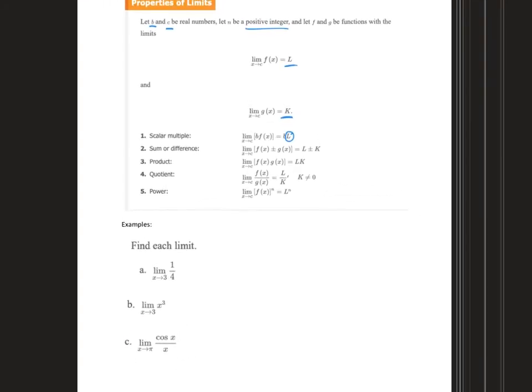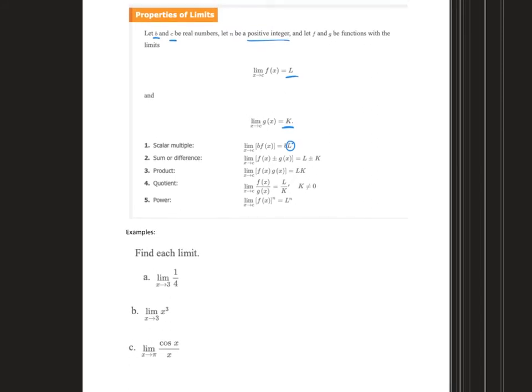It'll be helpful probably to see those, so I'll try to keep those on the screen as we do these examples. Part A says the limit of 1/4 as x approaches 3. This is an example of a constant function, so this limit is just 1/4. Remember, 1/4 is just a horizontal line, so no matter what the target x value is that I'm approaching, my y value is still 1/4. Part B says the limit of x to the third as x approaches 3. For this one, I can just use direct substitution. I can plug in that 3, and my answer will be 3 to the third, which is 27.